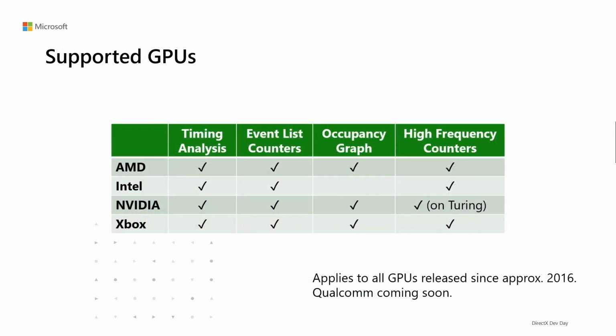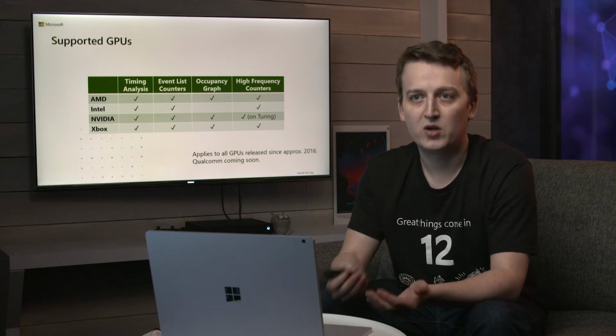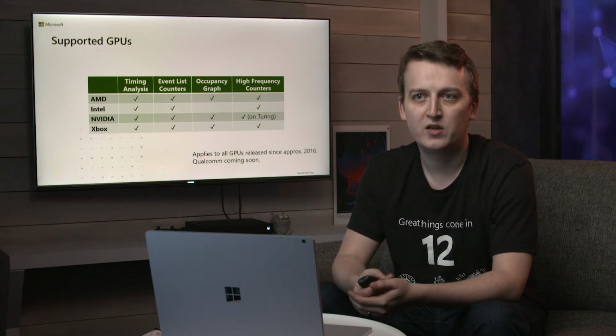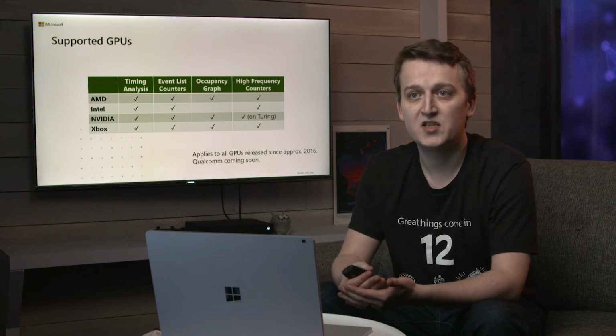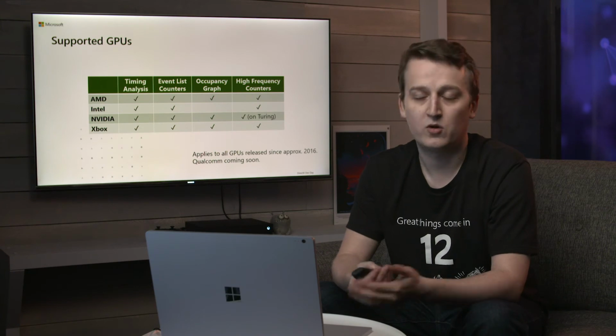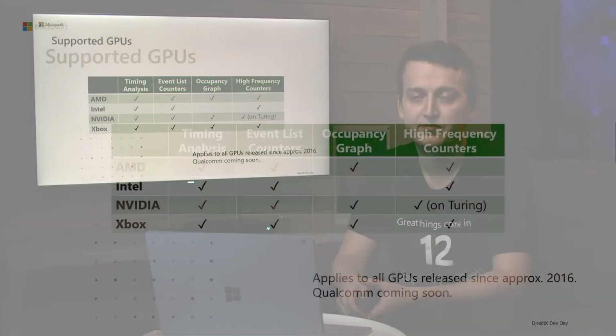And indeed, all of the deep hardware profiling features that I've just talked about, so timing analysis, the event list counters, the occupancy graph, and high-frequency counters, they're all available today on Xbox and almost all DirectX 12 capable hardware from AMD, Intel, and Nvidia that's been released since 2016. This is deeper multi-platform insight into your GPU work than any other tool. And best of all, these features use the same consistent UI on all of these platforms, on Windows, GPU, and Xbox.